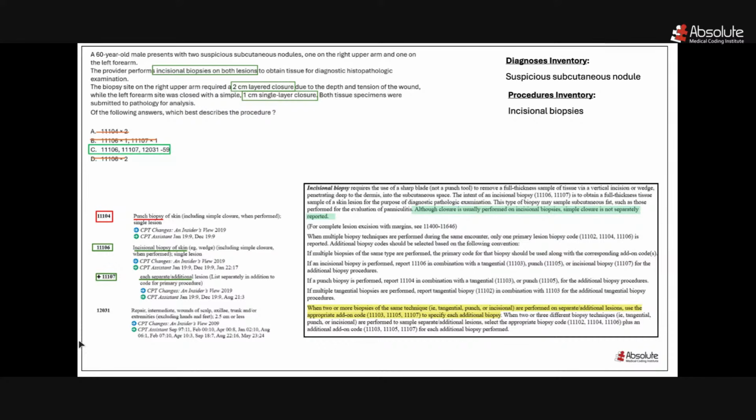Okay, so remember, the simple repairs are included in the incisional biopsy, while the intermediate and complex repairs are not. Okay, great. So let's move on to the next one quickly.